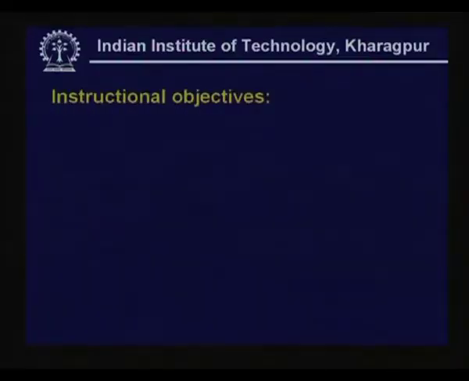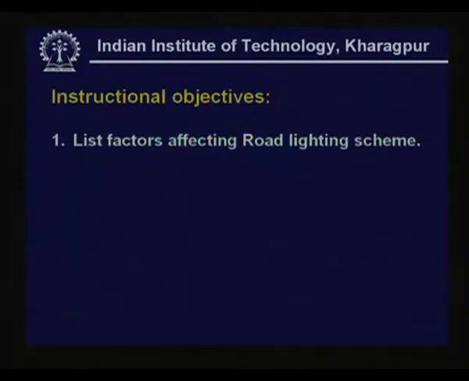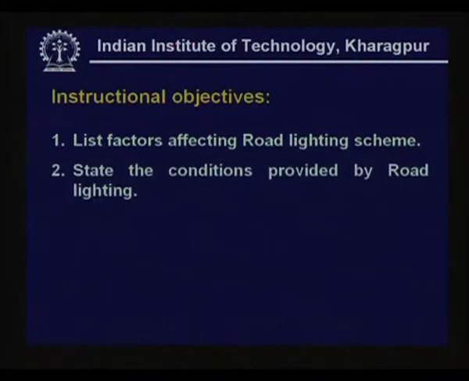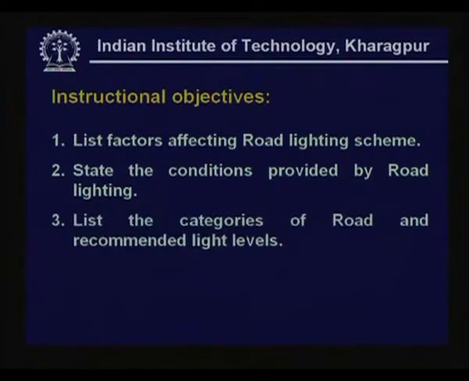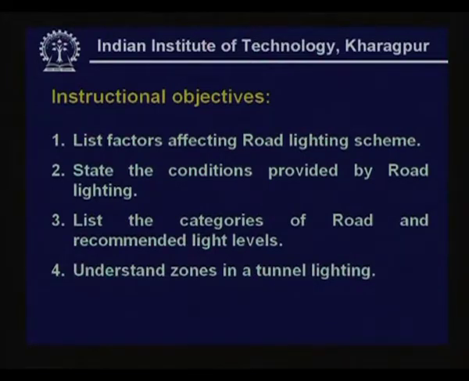Continuing with what we discussed in lesson 16 on exterior lighting, we could say another important aspect of exterior lighting is the road lighting, and this lesson addresses road lighting. Hence the instructional objectives for this lesson could be listed as: 1. List factors affecting road lighting scheme. 2. State the conditions provided by the road lighting. 3. List the categories of road and appropriate recommended light levels, understand zones in a tunnel lighting.